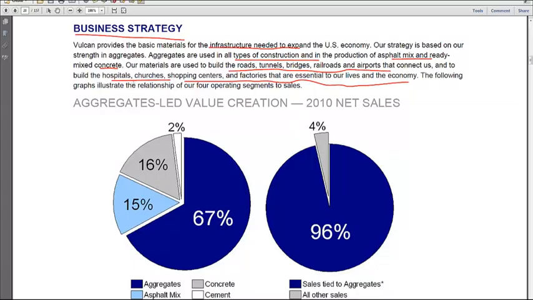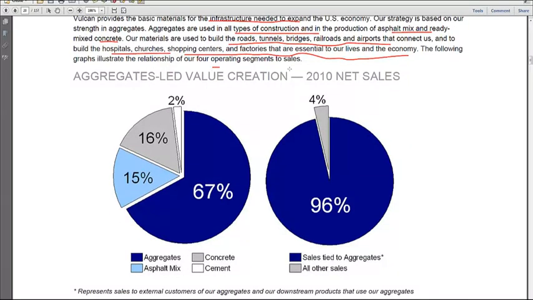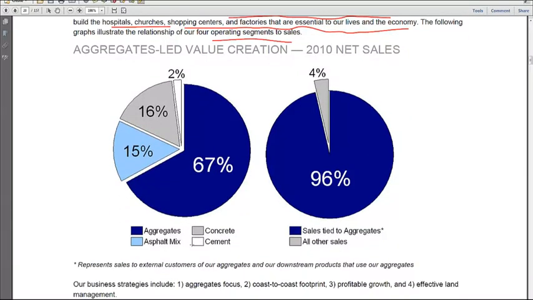Then below we see the 4 operating segments, which are basically their product lines. So 67% of their business are these aggregates, which are this mixture of stone, sand, and gravel. About 15% is asphalt mixture, so that's the stuff that's used to pave roads. 16% is concrete, which is used to build buildings, and then another 2% is cement. Cement is mixed with aggregates to get concrete.